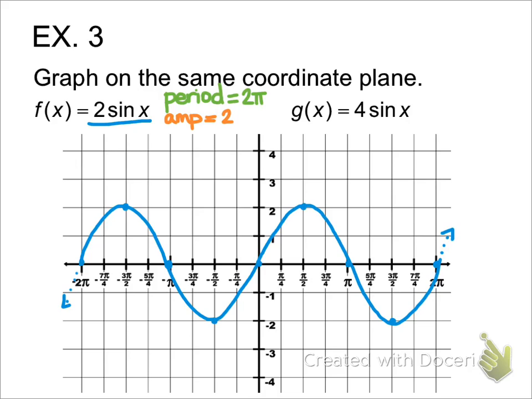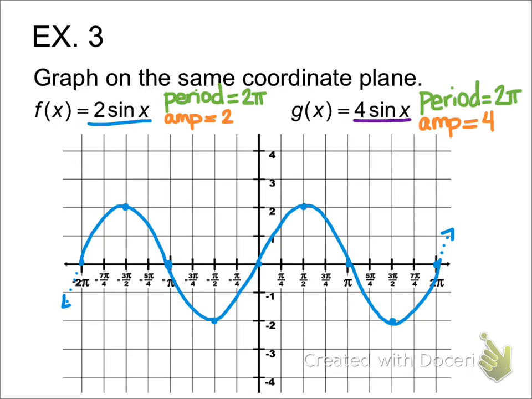Now for g of x, we've got 4 sine x. So let's start with the period. So the period again is going to be 2 pi, because that's 2 pi divided by 1, the coefficient of x. The amplitude for this one is going to be the absolute value of 4, which is 4. So the only difference between these two graphs is going to be how far up and down the graphs go. So we're going to start, the points are going to land on the same angle marks, it's just this time they're going to go up to 4 and down to -4.